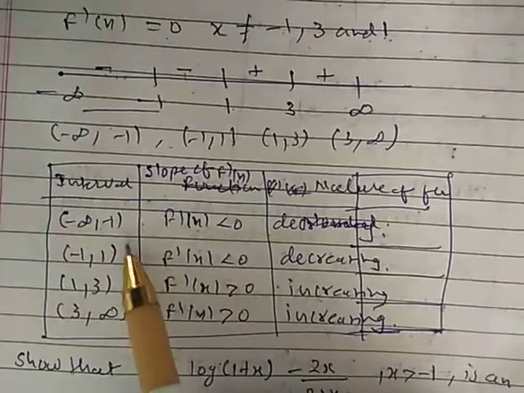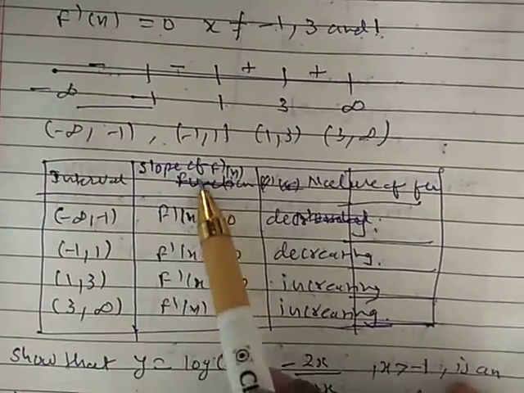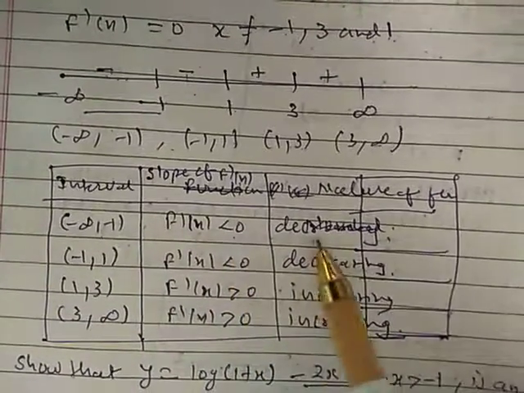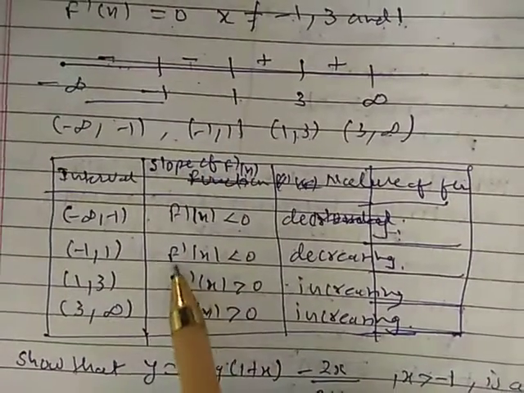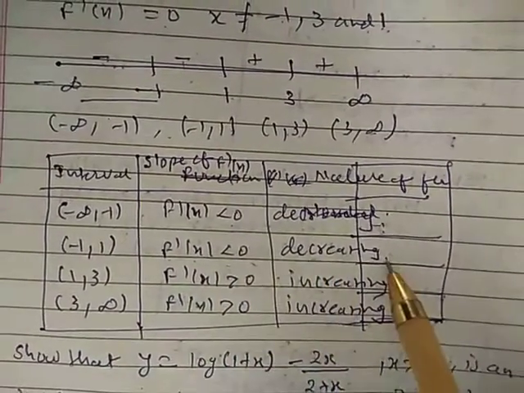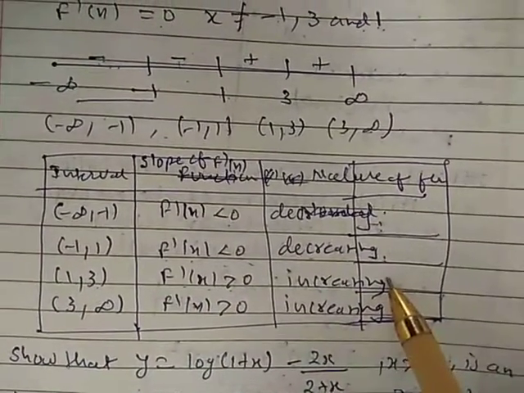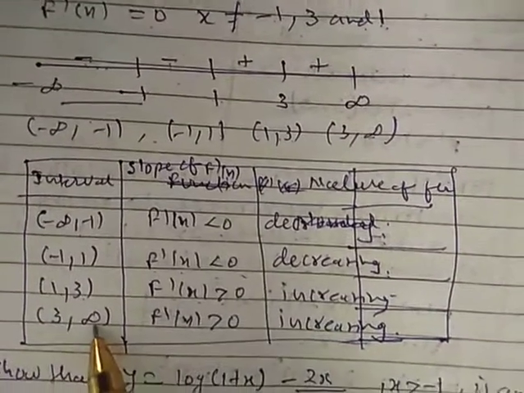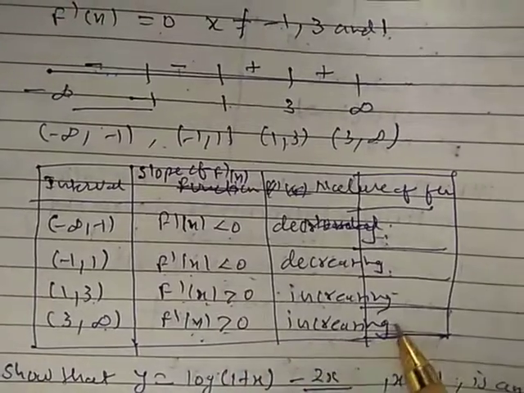So in the interval minus infinity to minus 1, the slope of the function, f dash of x, is less than 0, so the nature of the function is decreasing. And minus 1 to 1, it is again minus, so f dash x is less than 0, so decreasing. In 1 to 3, f dash of x is greater than 0, it is increasing. And 3 to infinity, f dash of x is greater than 0, it is also increasing.